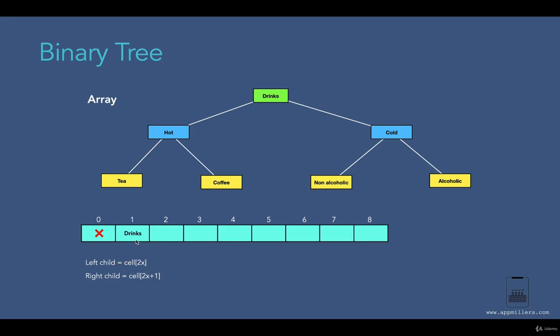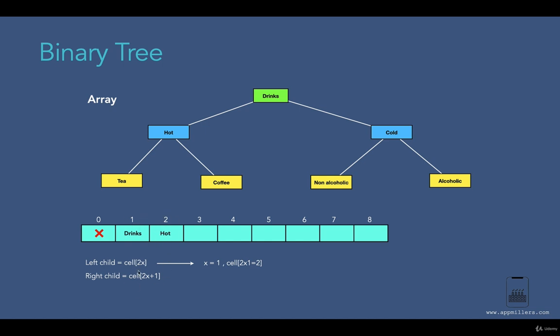So based on this equation, we have to multiply left child's parent with 2 and we are going to get the index of left child. Now in this case, left child's parent is located at the index of 1, which is drinks. So if I multiply 2 with 1, I will get 2. So this means that left child will be located at the index of 2 in this case. So we are going to insert left child at the index of 2.